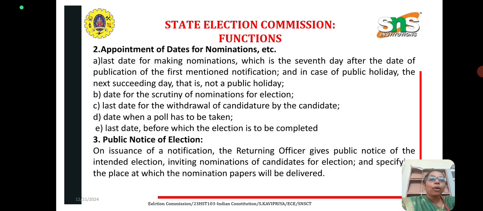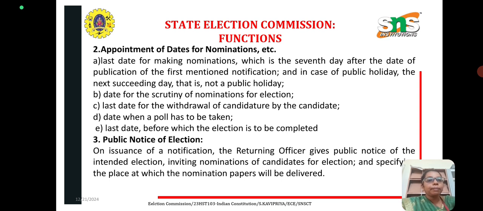And next is the appointment of dates for nomination, another function performed by the State Election Commission. Last date for making nomination is the 7th day after the date of publication of the first mentioned notification, and in case of a public holiday, the next succeeding day that is not a public holiday. The date for scrutiny of nominations for election, the last date for withdrawal of candidature by the candidate, the date when a poll has to be taken, and the last date before which the election is to be completed.